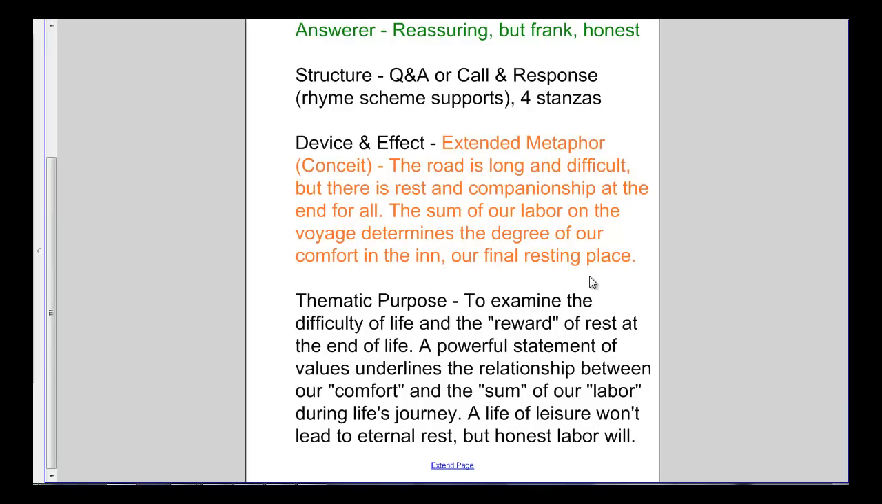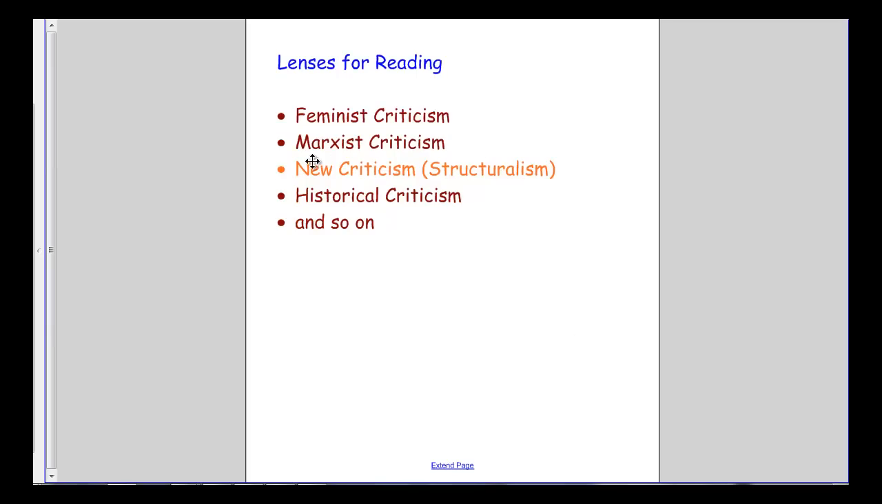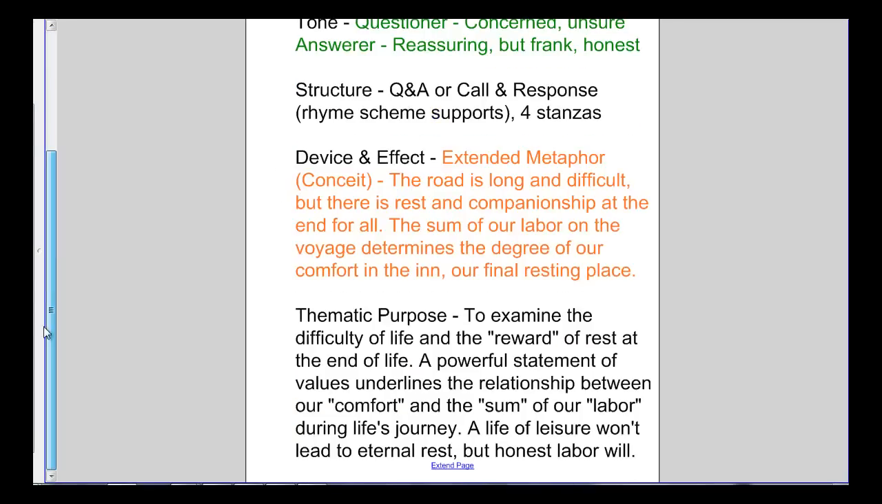The author is examining the difficulty of life and the reward of rest at the end of life. It's a powerful statement of values here. This relationship between our comfort at the end of life and the sum of our labor during life's journey. A life of leisure won't lead to eternal rest, but honest labor will. Easy for her to say. One imagines what a Marxist criticism of that poem may say. But at the end of the day, I think that is part of what's going on here. That's at least an arguable meaning.